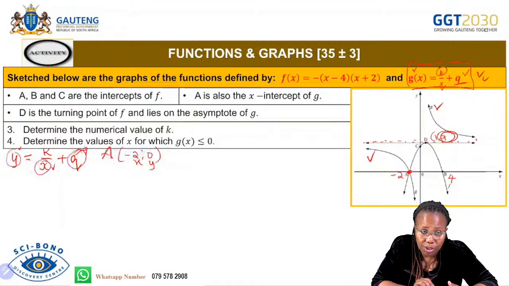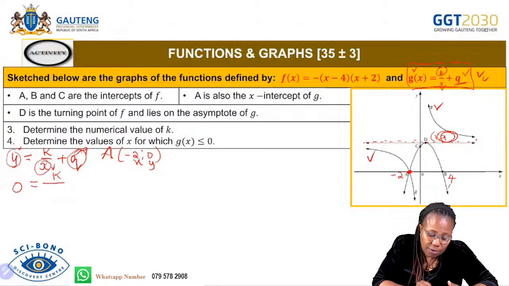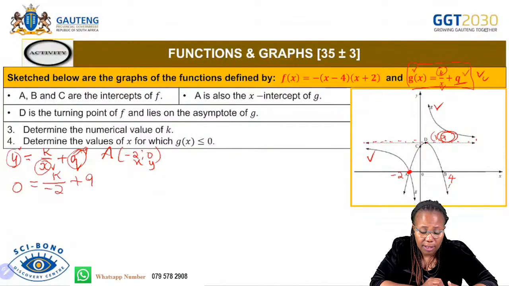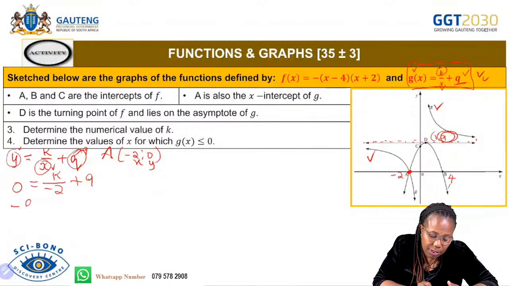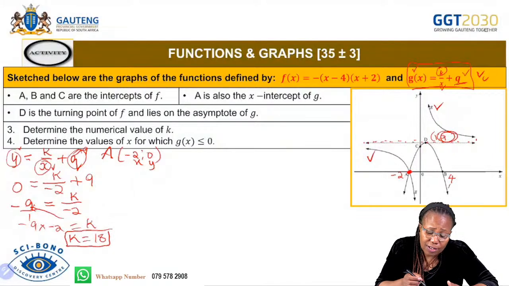Let's start substituting. What is the value of y? Y is 0. The value of x, minus 2. The value of q, 9. Okay, and then now we transpose 9 to the left hand side, minus 9 equals k over minus 2. Remember with fractions, we are cross multiplying minus 2 to that one. It will be minus 9 times minus 2 equal to k. What is the k value? Positive 18.